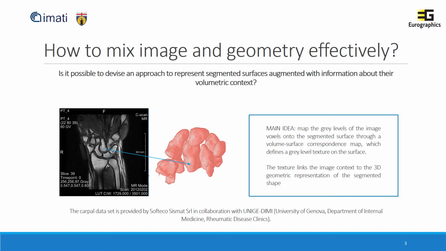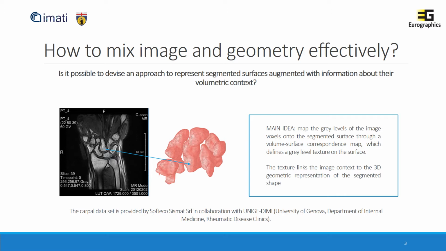Since geometric and photometric information are both useful, but the two processing techniques run quite parallel, the main question of this work was how is it possible to mix image and geometry effectively? Meaning, is it possible to obtain an approach to represent segmented surfaces augmented with information about their volumetric context?